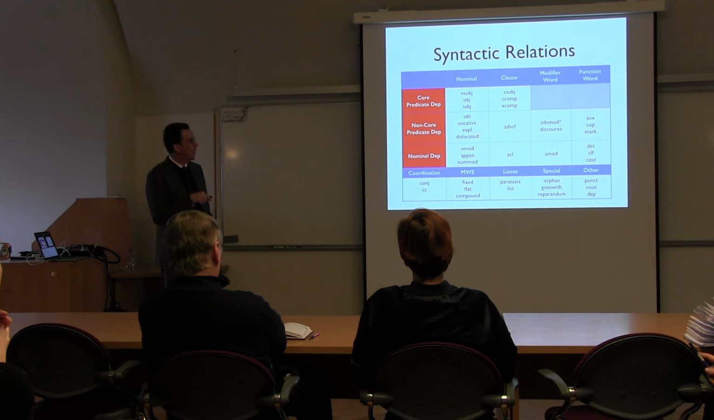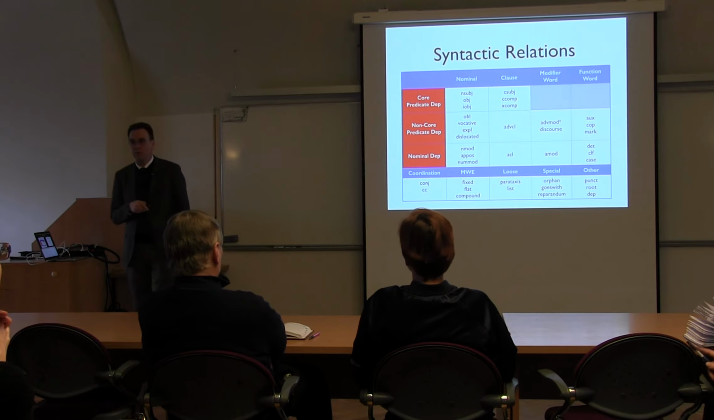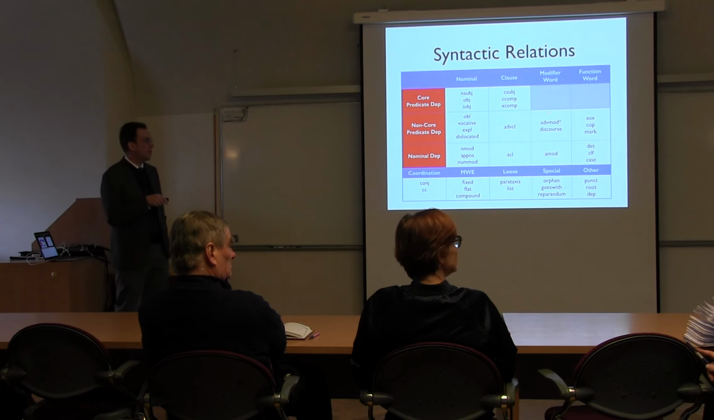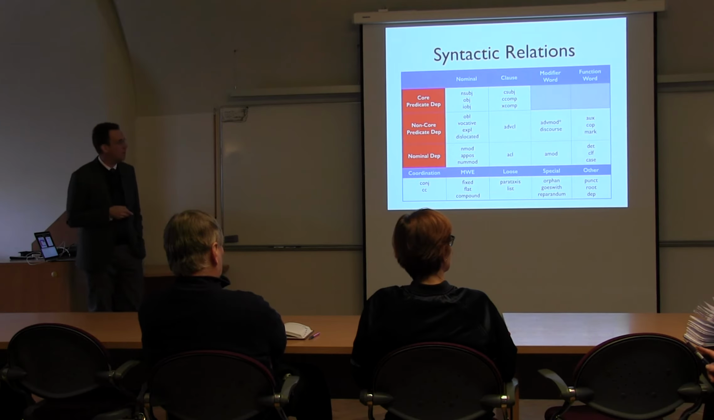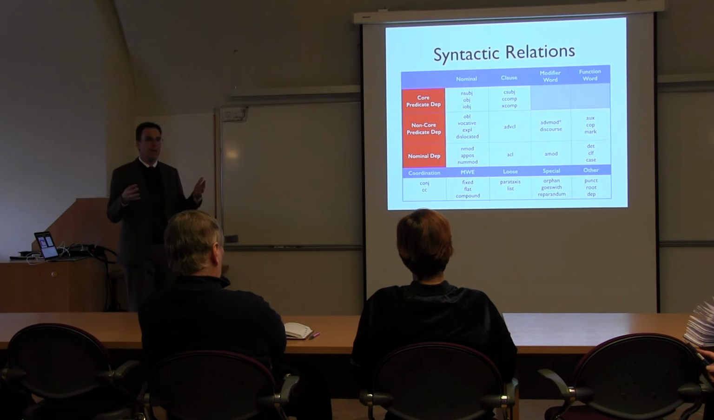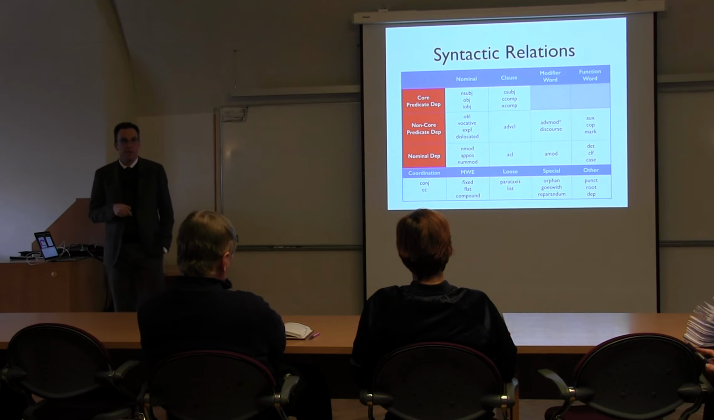In the second row, there are other types of dependents of predicates, non-core. Again, they can be nominal, like vocatives and obliques. They can be clausal, like adverbial clauses. But they can also be modifier words like adverbs, or they can be a function word that is associated with a predicate to express, for example, tense and aspect, as auxiliaries and so on. In the third row, we have relations that occur inside noun phrases, and again, they are divided into the four structural types that we have.